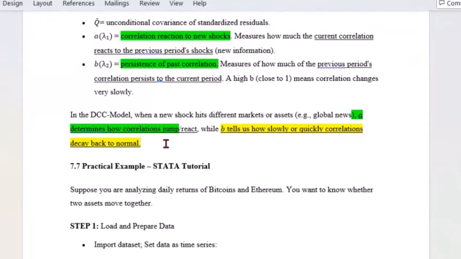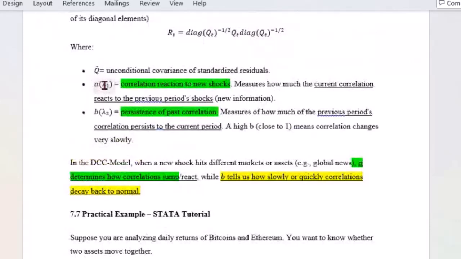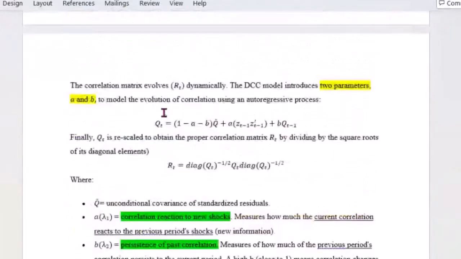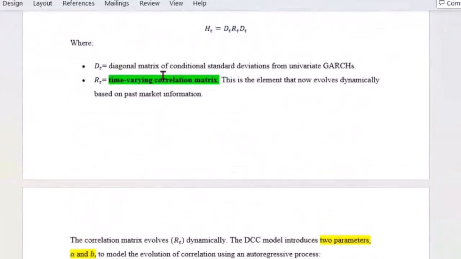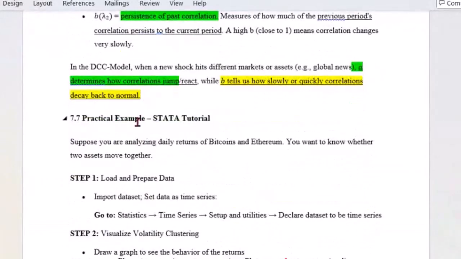So that is the DCC model. In the DCC model we look at alpha 1, or lambda 1, and lambda 2. That is just the basics of understanding the DCC model. When we go to the analysis, the practical example, we shall be able to understand clearly the CCC and the DCC model.